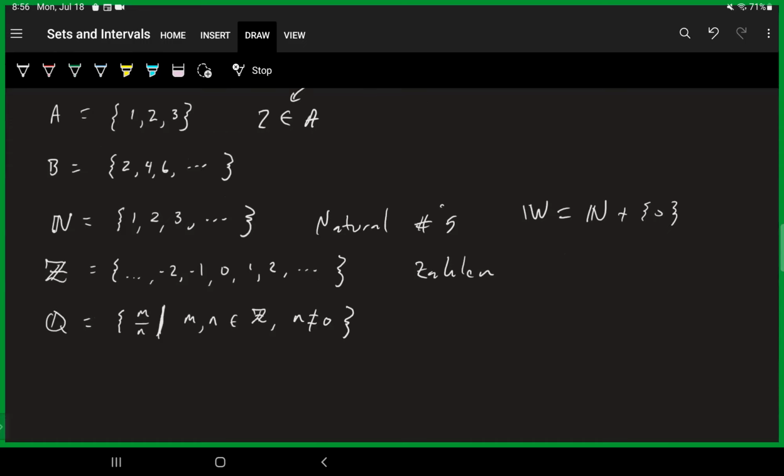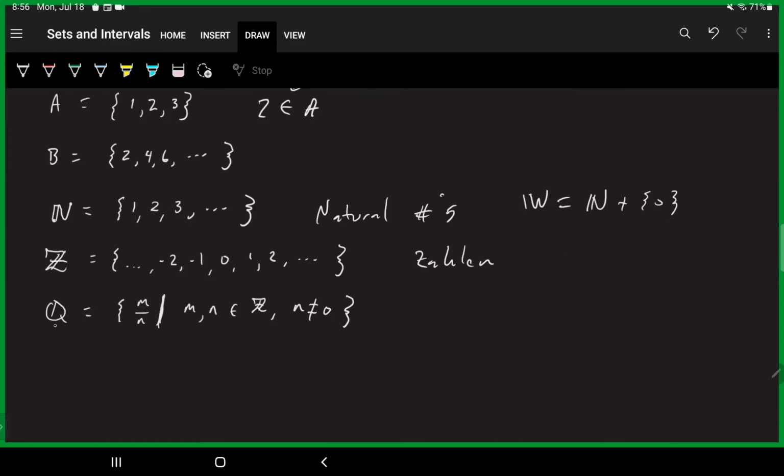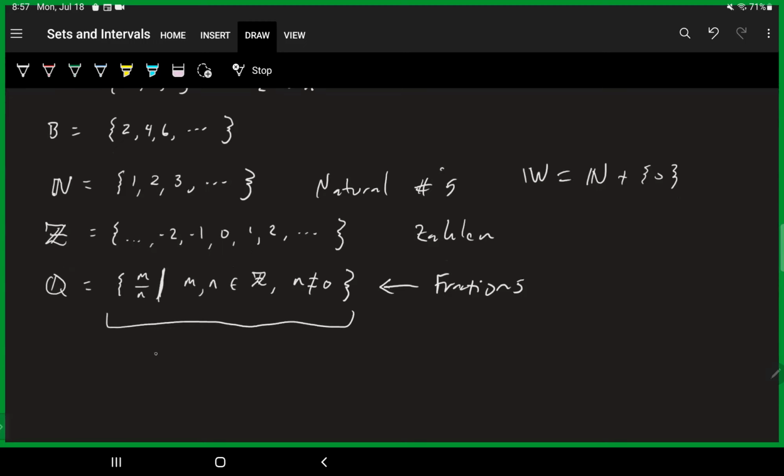I have the set Q, and I have this really crazy contraption written here. So let's talk about what this means. This is actually the set of the rational numbers. So this is all the fractions. It's a formal way of writing what a fraction is. And that is m divided by n, such that m and n are integers and n cannot be 0. And this contraption right here is really important. We're going to see it a lot in this class. And this is set builder notation.